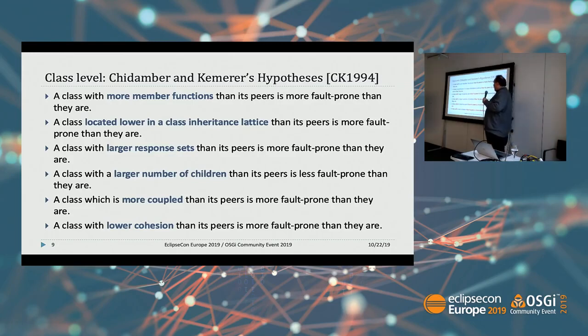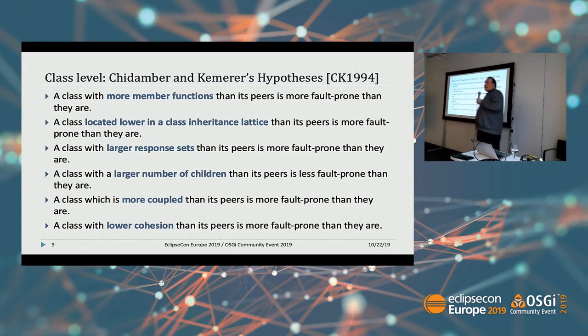So their set of hypotheses were, it is a function of, you know, the number of member functions in a class. It is correlated with your position of a class within the inheritance lattice. Well, you can substitute tree if you're a Java programmer, but you might have languages like C++ that allow multiple inheritance, and then it's not the tree anymore, right?